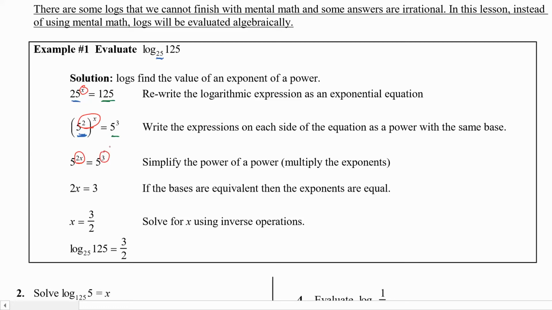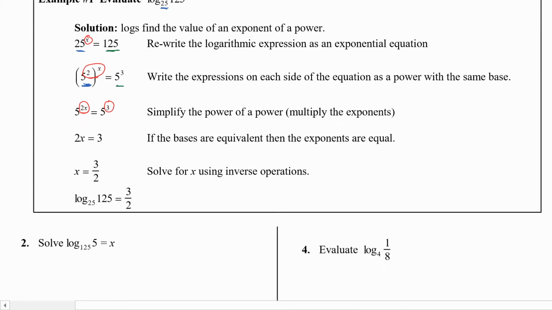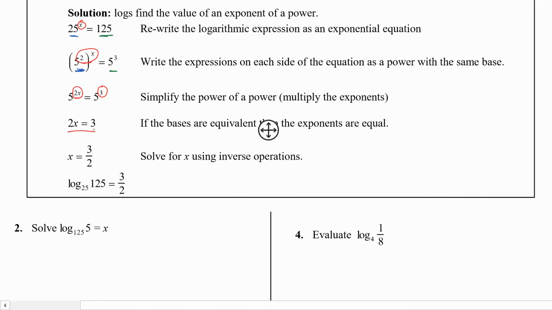Because 5 to the third will equal 5 to the third. So 2x has to equal 3. We're going to set that equal, and then we'll divide by 2 to solve for x. And so once we get that, we have our exponent. The exponent is 3 over 2. Now our answer does not have an x on this problem because the original problem did not have an x. It was just to come up with that number when we evaluate it. So log base 25 of 125 is 3/2 or 1.5.